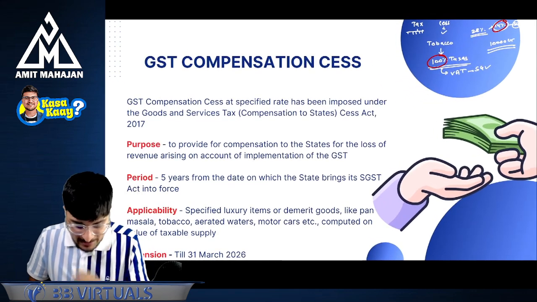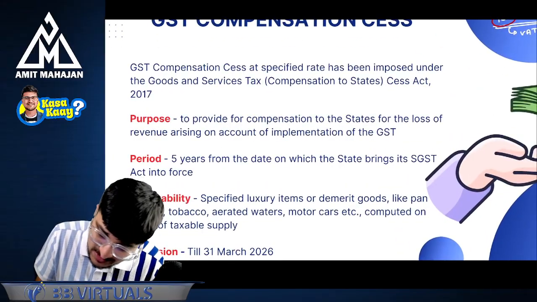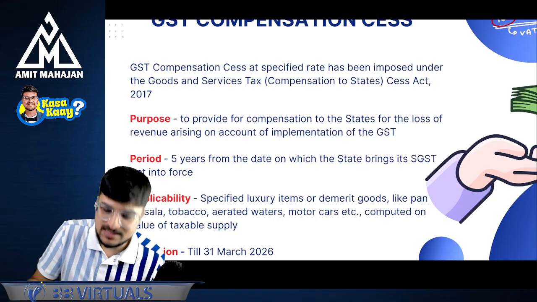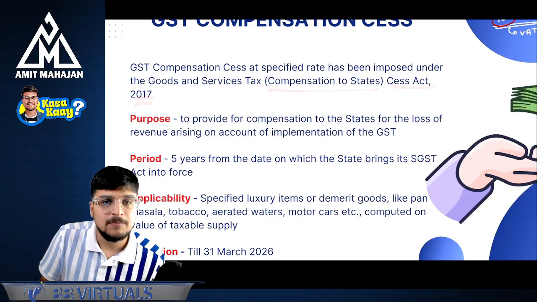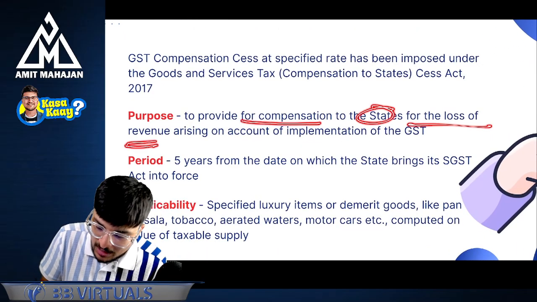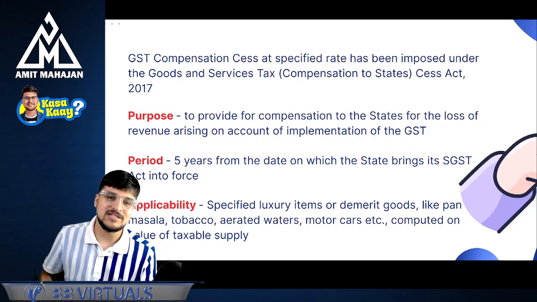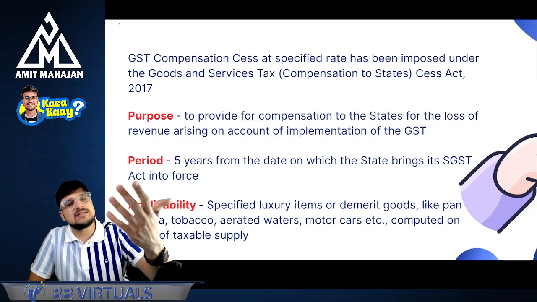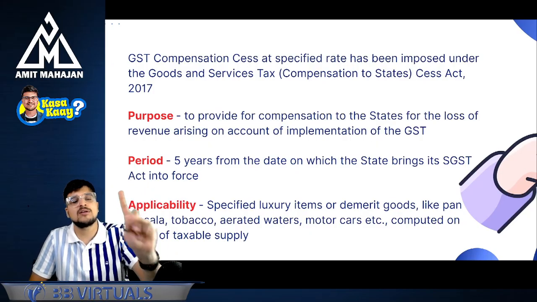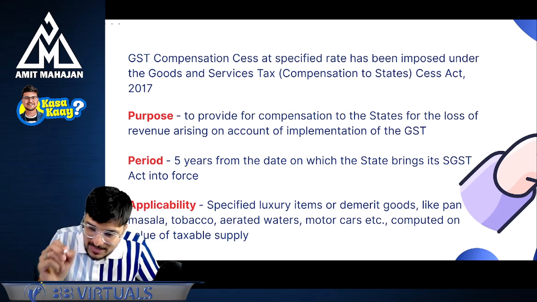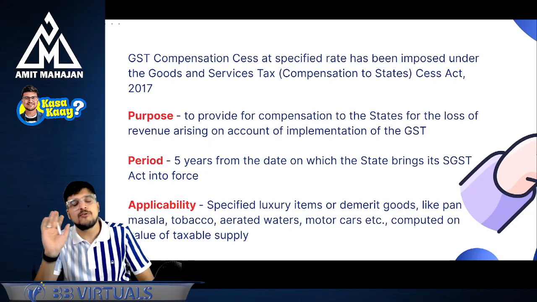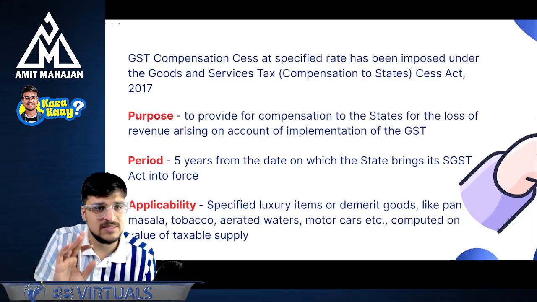Right? So please understand, GST compensation cess at specified rate has been imposed under the Goods and Services Tax Compensation to States Cess Act 2017. The purpose is to provide for compensation to the states for the loss of revenue arising on account of implementation of GST. So, for how many years will we charge it? We charge the cess for a period of 5 years from the introduction of the SGST Act. From the date on which we introduced the SGST Act, from that day, 5 years should be applicable. For 5 years, we will charge GST compensation.